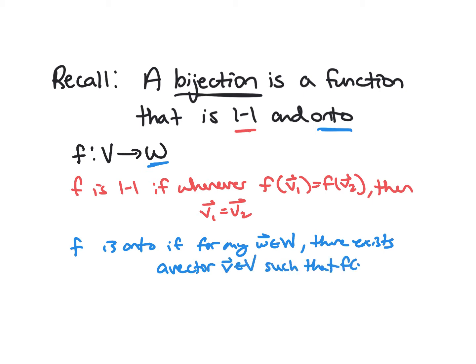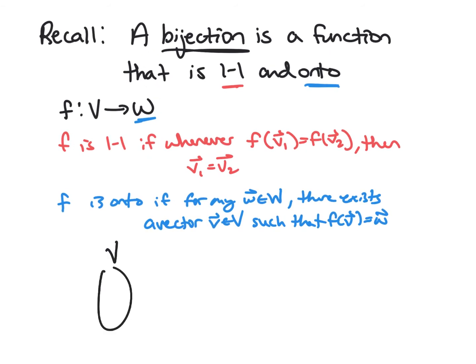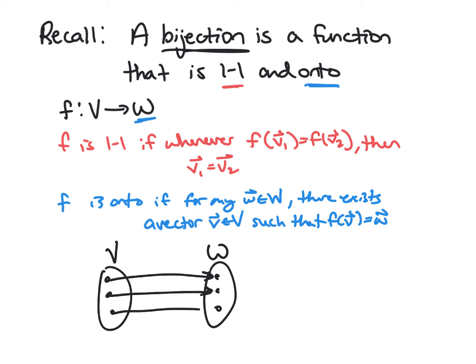Okay, and so why is this important, or what does this really mean? It basically gives us a matching between our two spaces. If you have V over here and W over here, one-to-one means that you're not going to have two guys going to the same one on the right, so these all have to go to different things. And onto means that everything over here has an arrow going to it. So basically you're going to be able to do a nice matching between elements of V and W. And this is going to be part of what is required to be isomorphic.